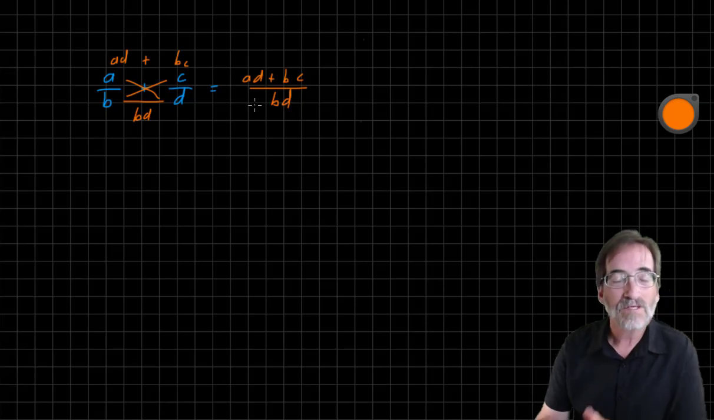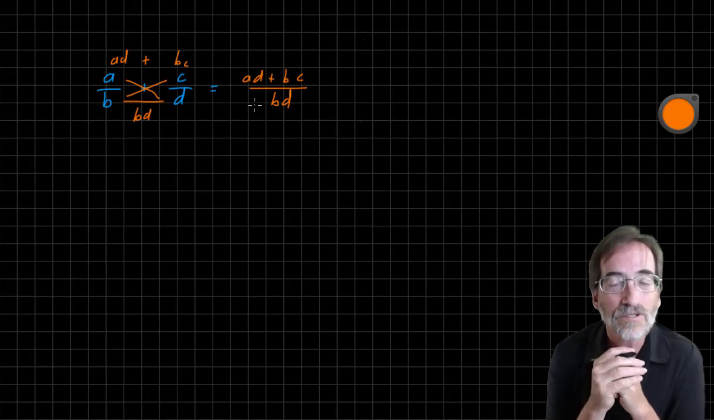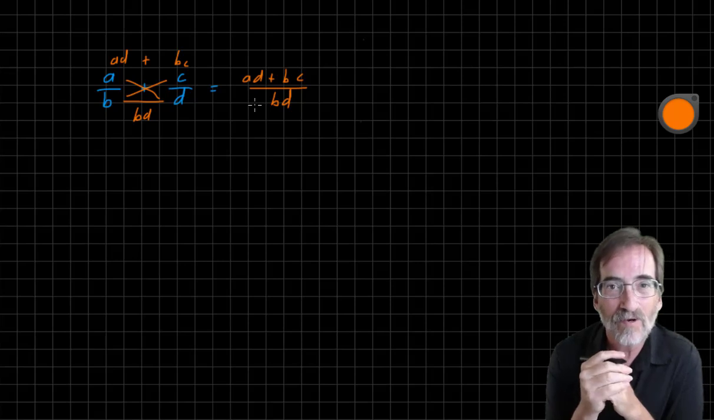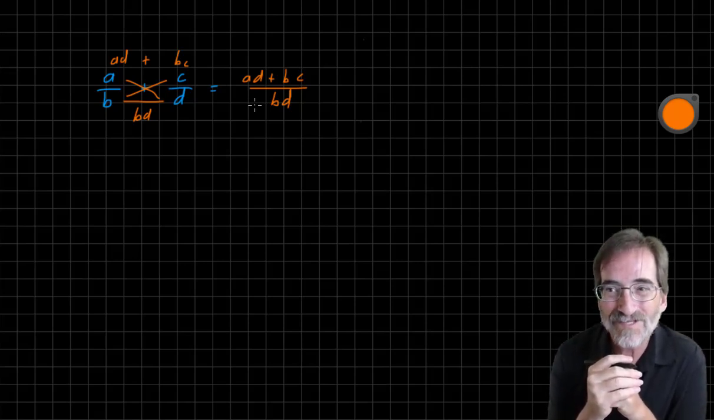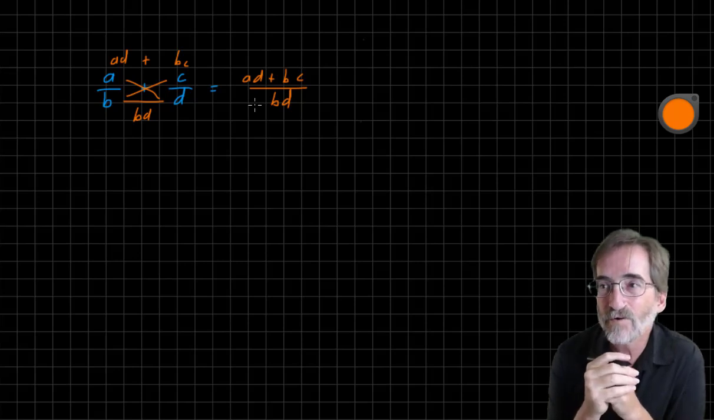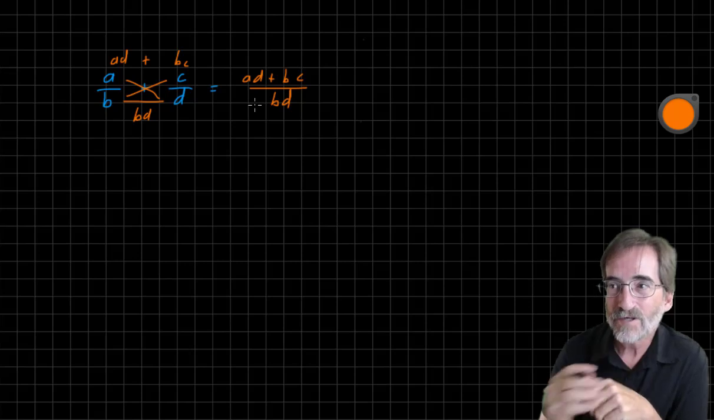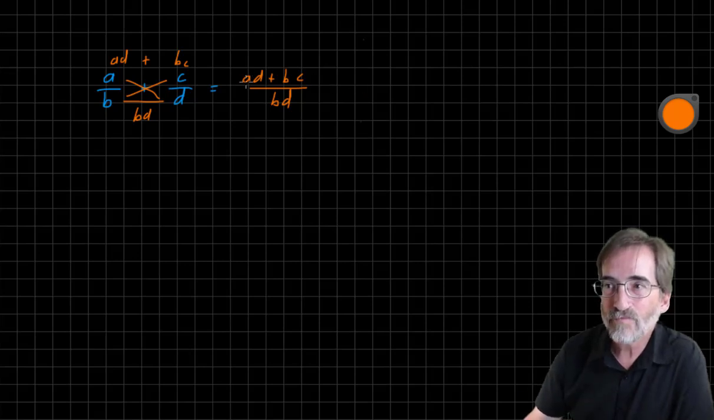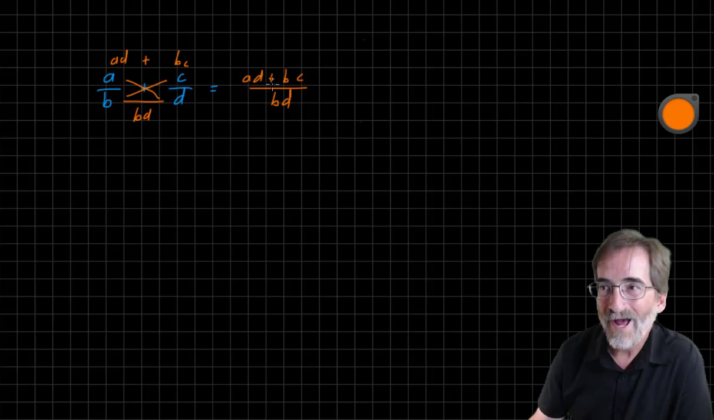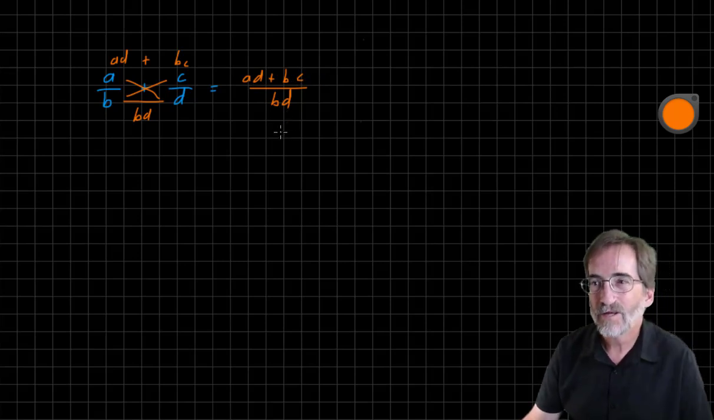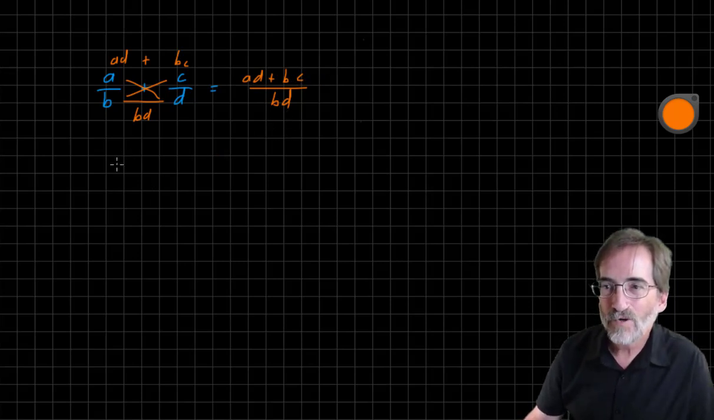Now if A, B, C, and D are all integers, all positive or negative whole numbers, where the denominator can't be 0, so B or D can't be 0, does this result in a fraction? And the answer is yes. When you multiply two integers, you get another integer. When you add two integers, you get another integer. And so this is an integer over an integer. All right? One more time.